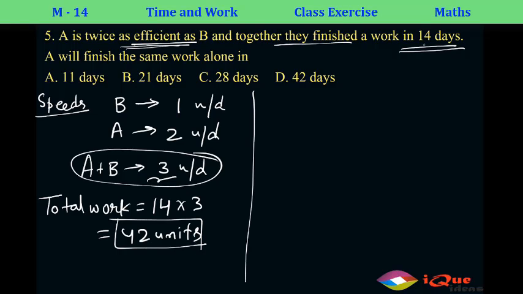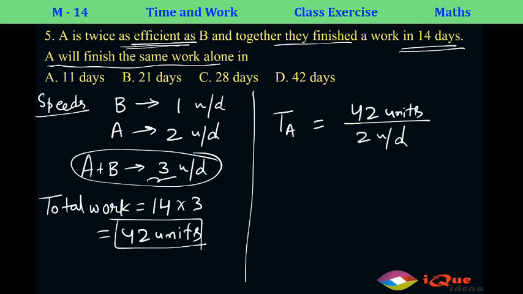So together they can finish the work in 14 days and their combined speed together is 3 units per day. So what will be the total work? 14 into 3, that is 42 units. Now the question is saying A will finish the same work alone in how many days. So alone time of A will be equal to total work divided by the speed of A. Now speed of A is 2 units per day. So 42 by 2, which is equal to 21 days. That means A alone can finish the work in 21 days.